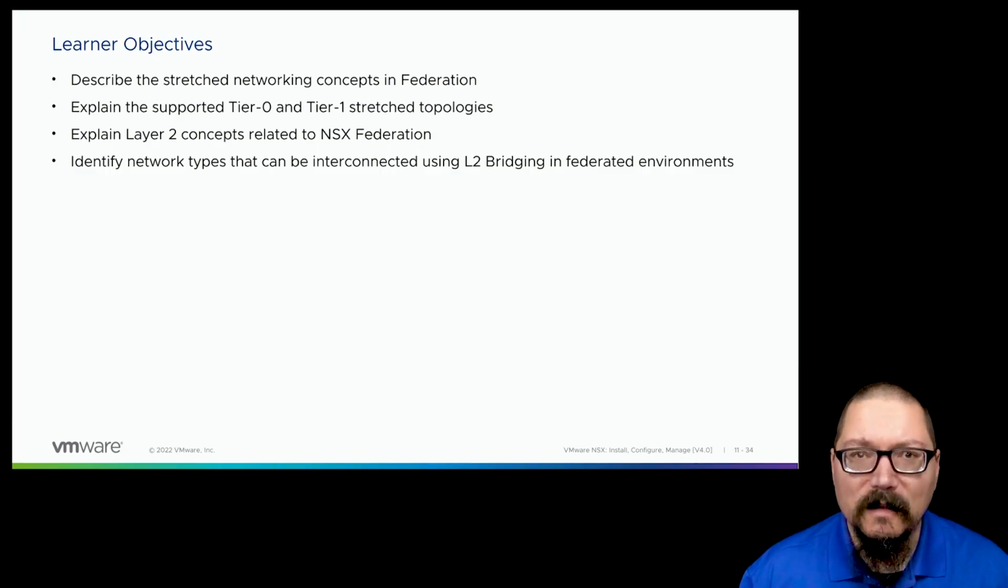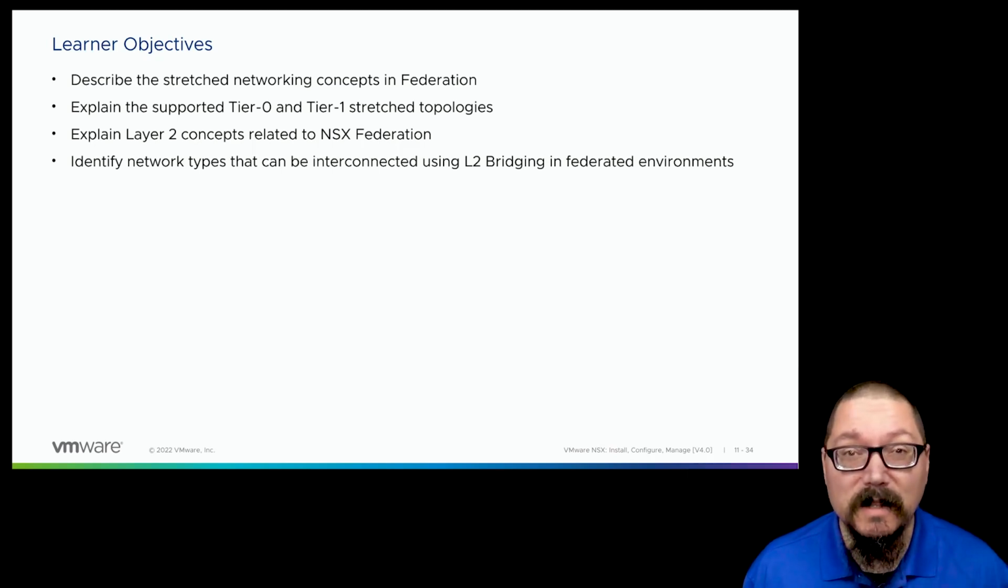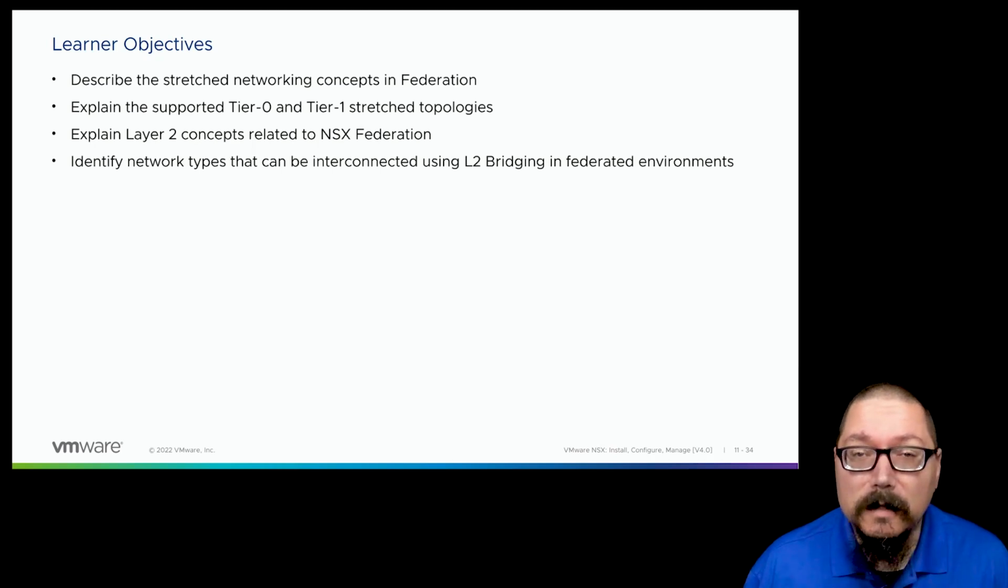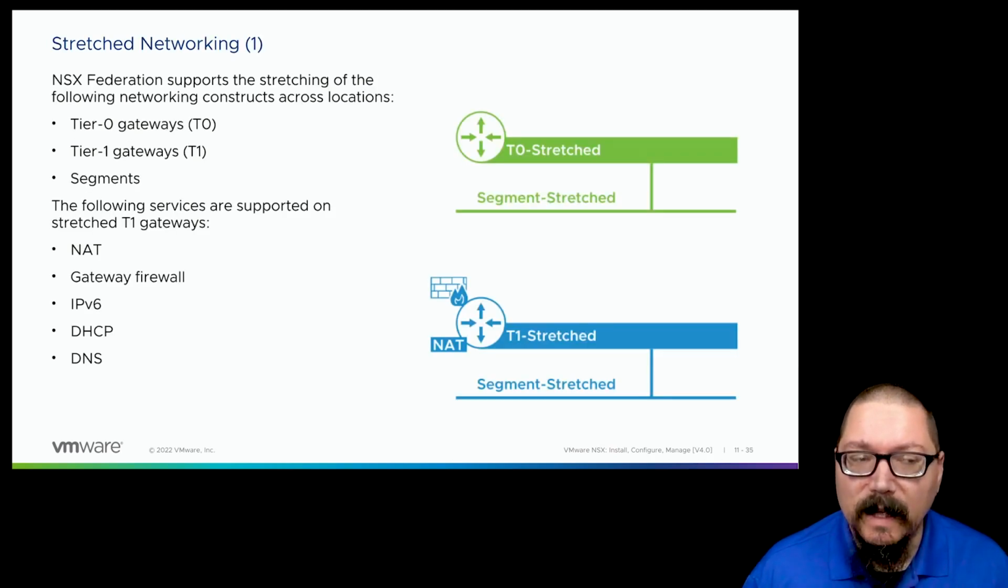Well, one of the things we might do is networking. We may want to stretch networking for multiple locations to have the same exact network domains, right? The same layer 2 stretched across multiple sites, the same routing stretched across multiple sites. In other words, treating multiple sites potentially as one big logical site. And so we can stretch our gateways.